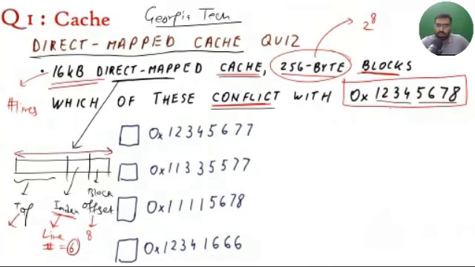So finally, what will this tag size be? 32 minus 14, so this will be 18. From here you have 18 bits as the tag size, the index size is 6 bits, and the block offset is 8 bits. Now you tell me when the conflict will happen.